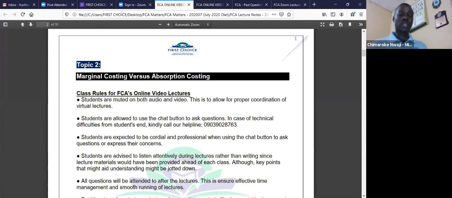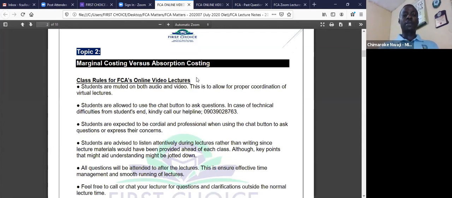And apart from that, we said that even though marginal costing seemed to be the most reliable of the two, absorption costing continues to gain more ground. And we said that absorption costing and activity-based costing are methods of full costing. Today we're going to be looking at marginal costing and absorption costing.